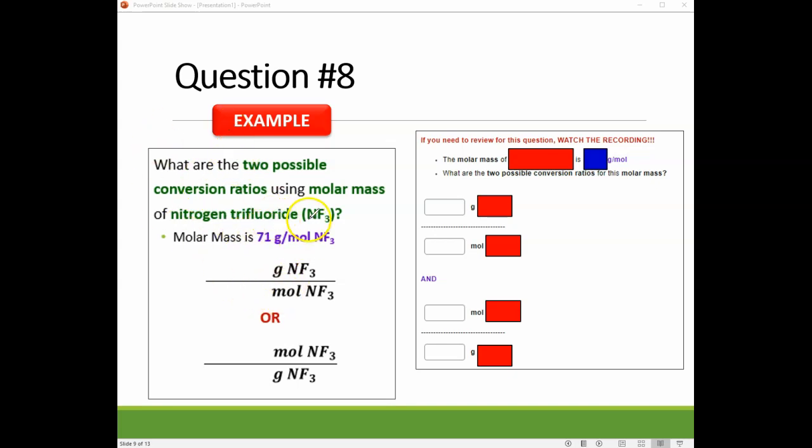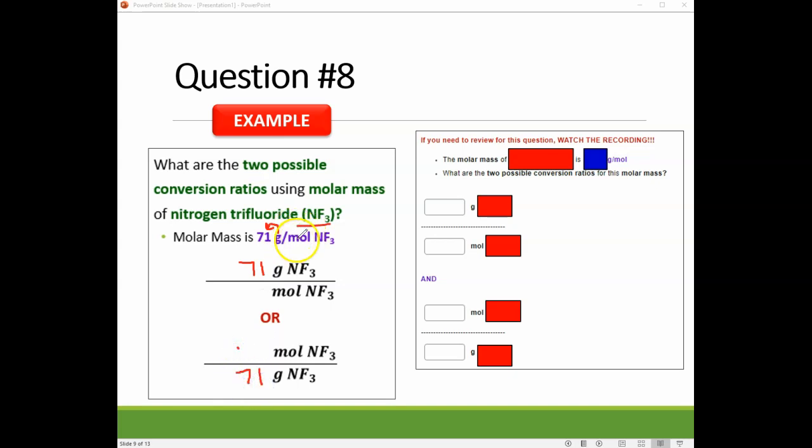So in this case, I have the chemical NF3, and it has a molar mass of 71 grams per mole. So what I'm going to go ahead and do is take a look at what is next to grams. Remember, this is just a fraction in disguise. So next to grams is the number 71, so I would put 71 next to anywhere I see grams.